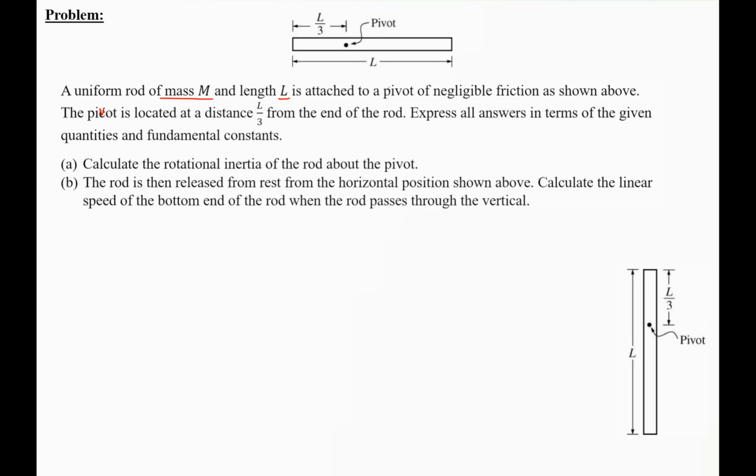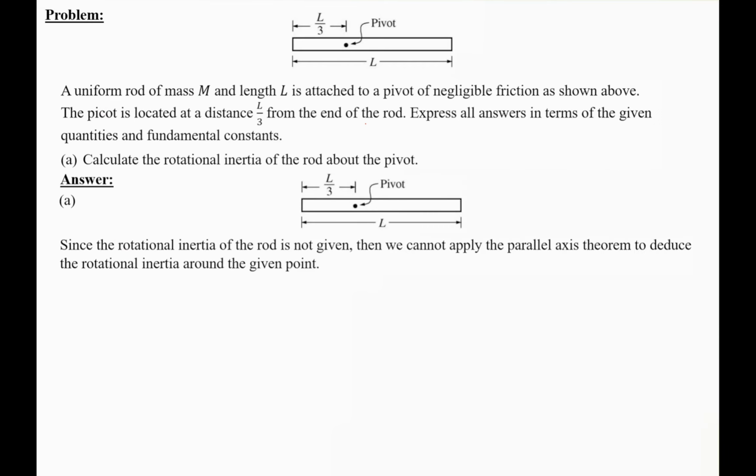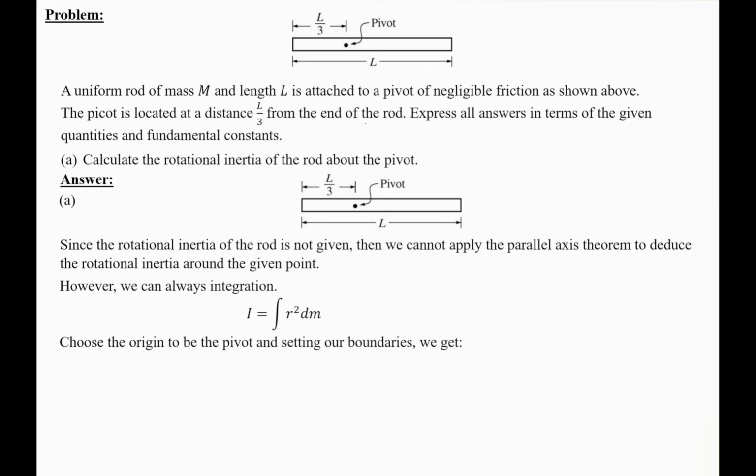But because the rotational inertia about the center, which is 1 over 12 ml square, is not given, and we know that it's not required from us to memorize the rotational inertias of different bodies, we can solve for part A using integration. Then let me say, since the rotational inertia of the rod is not given, we cannot apply the parallel axis theorem to deduce the rotational inertia around the given point. However, we can always use integration, which is given by the integral of r squared dm. Now, in order to calculate this integral, the first step that you should do is choose the origin to be the axis of rotation or the pivot point itself, and setting our boundaries we get.